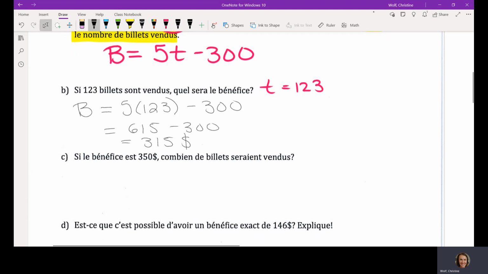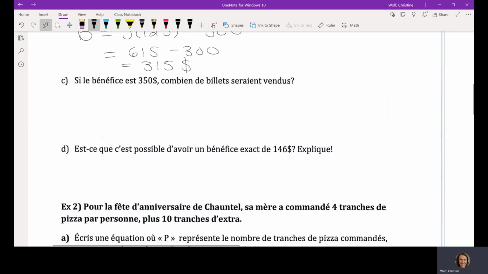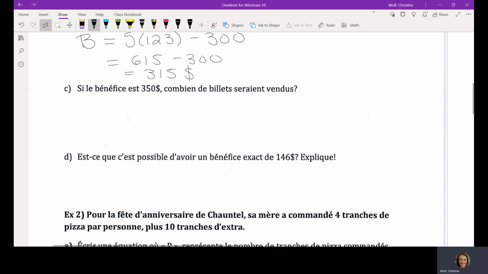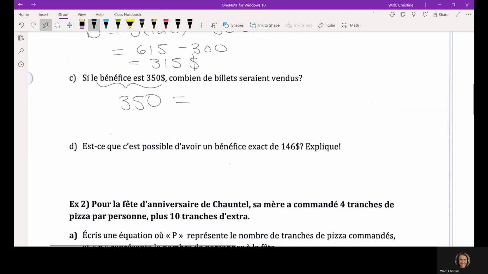OK. Ici, c'est un autre type de question. Ici, ça dit le bénéfice était 350. So we know that they brought in the end a profit of 350. Combien de billets étaient vendus then? How many tickets did they sell to have brought in 350 for bénéfice? So ce qu'on fait ici, on remplace bénéfice qui est le B en avant à la gauche avec le 350.